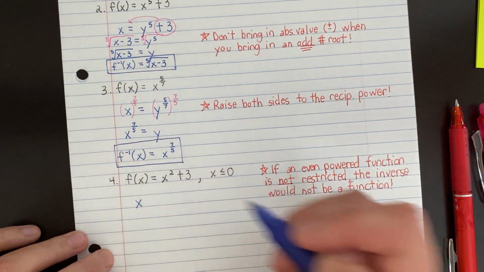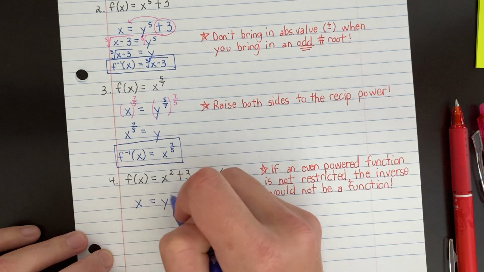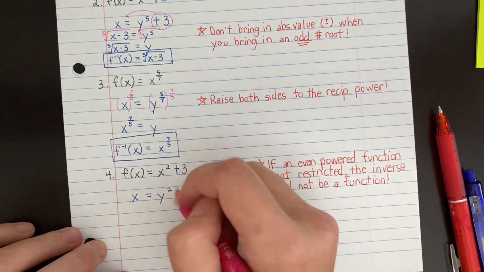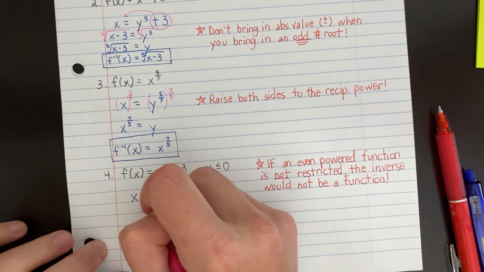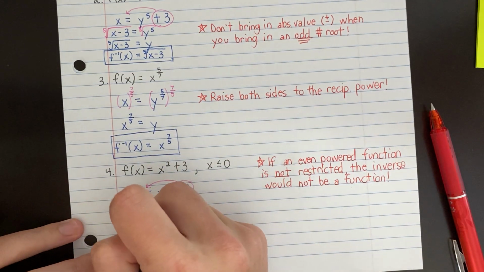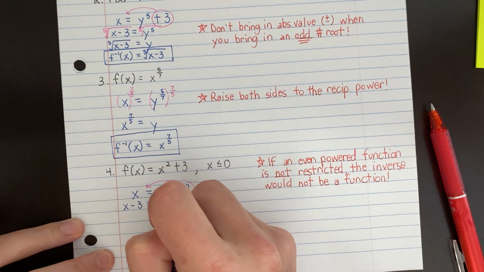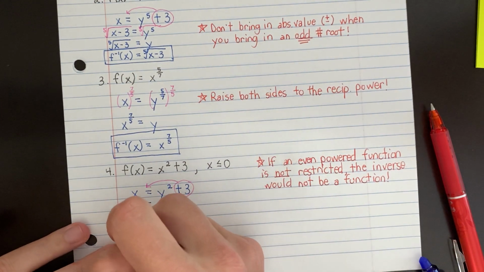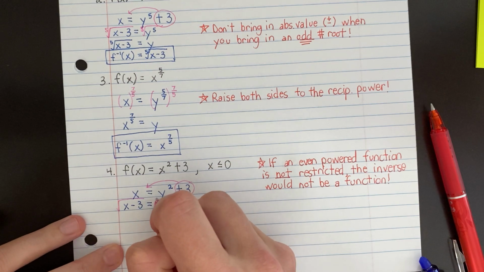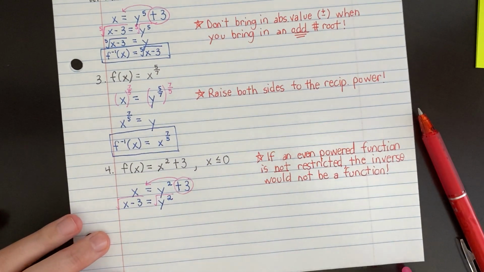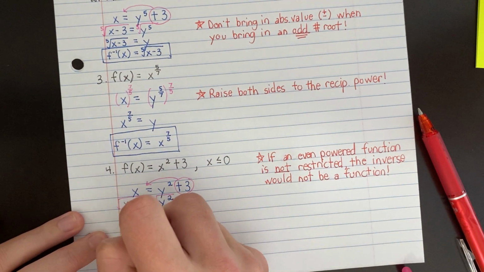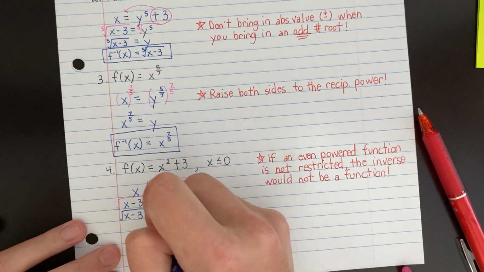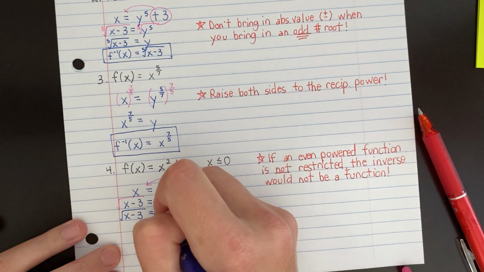Okay, so switch your x and y. So x equals y squared plus 3. Okay, so move over the plus 3. So this is x minus 3 equals y squared. Okay, so now here's where we square root both sides. And hopefully a red flashing light is going off in your head because now we have an even index. Okay, that 2, that's a square root. There's an implied 2 there.